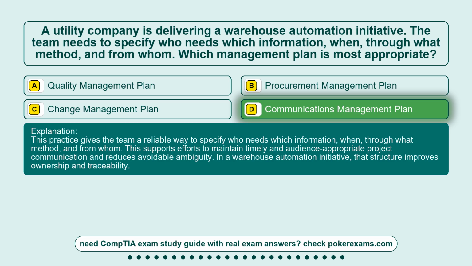This practice gives the team a reliable way to specify who needs which information, when, through what method, and from whom. This supports efforts to maintain timely and audience-appropriate project communication and reduces avoidable ambiguity. In a warehouse automation initiative, that structure improves ownership and traceability.